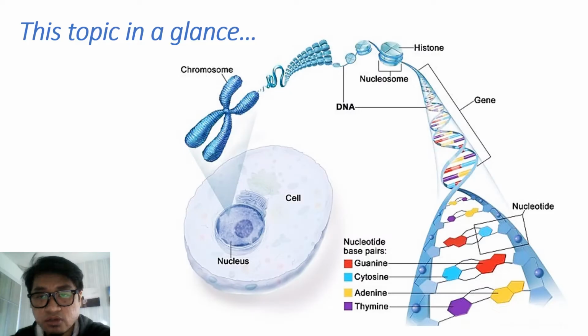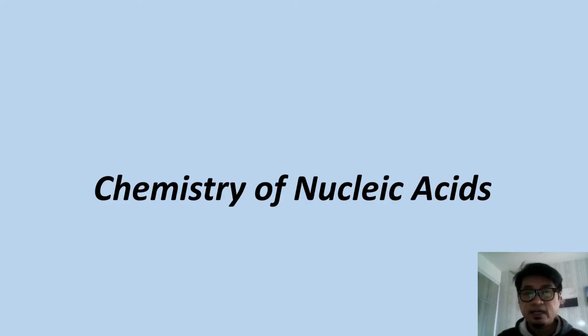All right, so we move on to the next slide. So this is the topic at a glance. The student will start with the nucleotide, learning about the nucleotide, and from the nucleotide, how it becomes genes, and then after the gene, it involves the histone and the nucleosome, and then lastly, it will form the chromosomes. All right, and then we go to the chemistry of the nucleic acid.